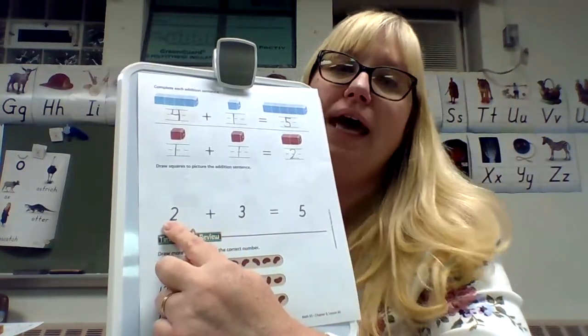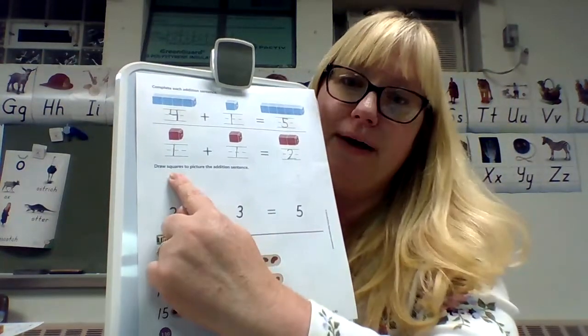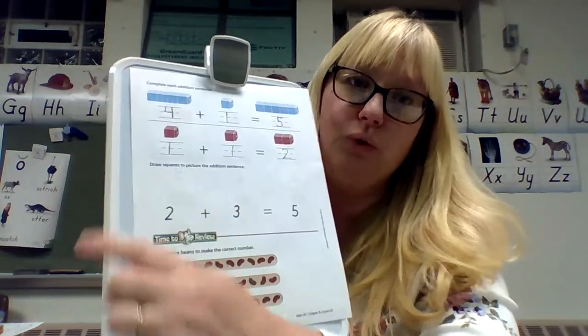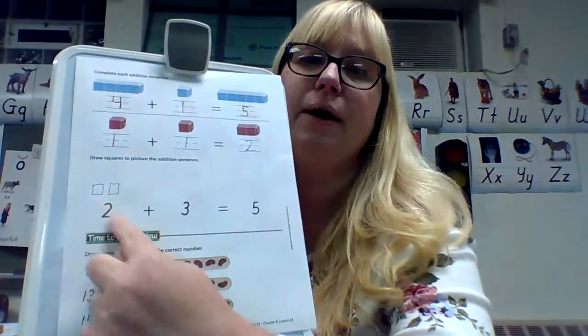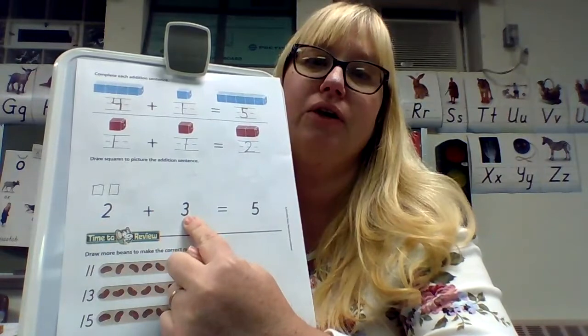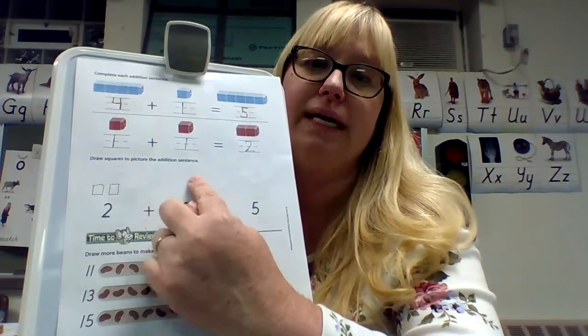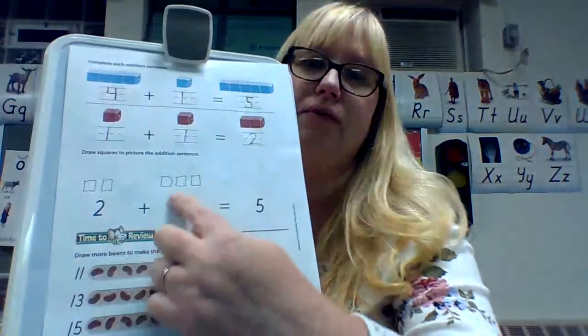So what number do we have here? 2. So above the 2, you're going to draw me 2 squares. Okay. So we have my 2 squares there, plus, what's this number? 3. So you're going to draw 3 squares above the 3. 1, 2, 3. So you have 3 squares.